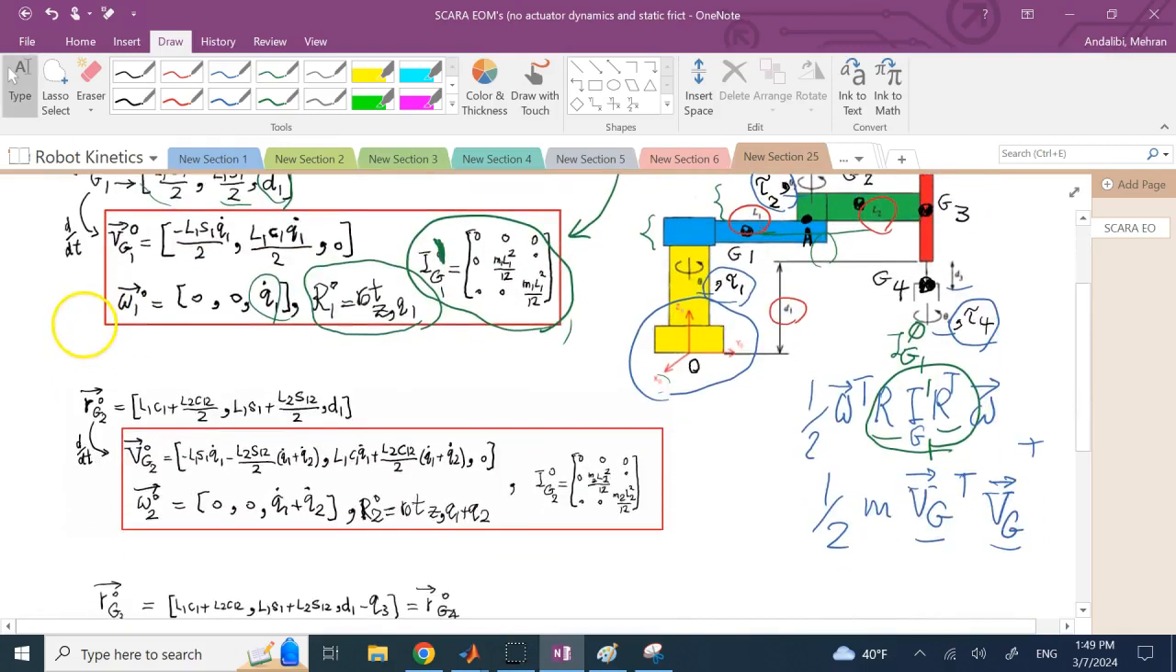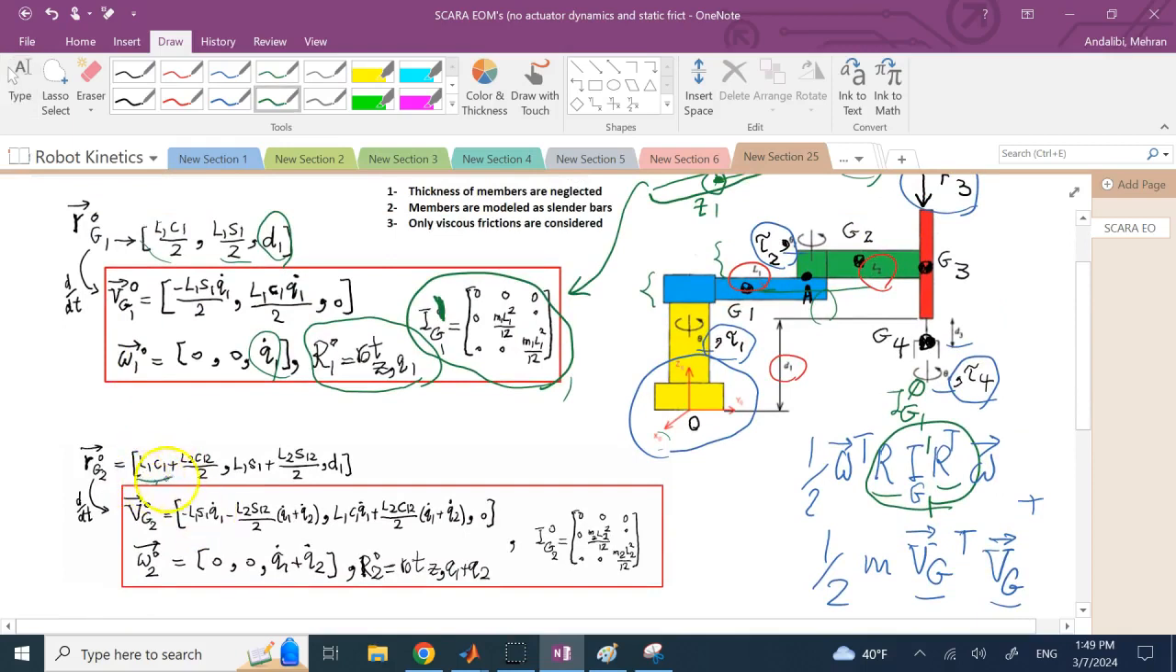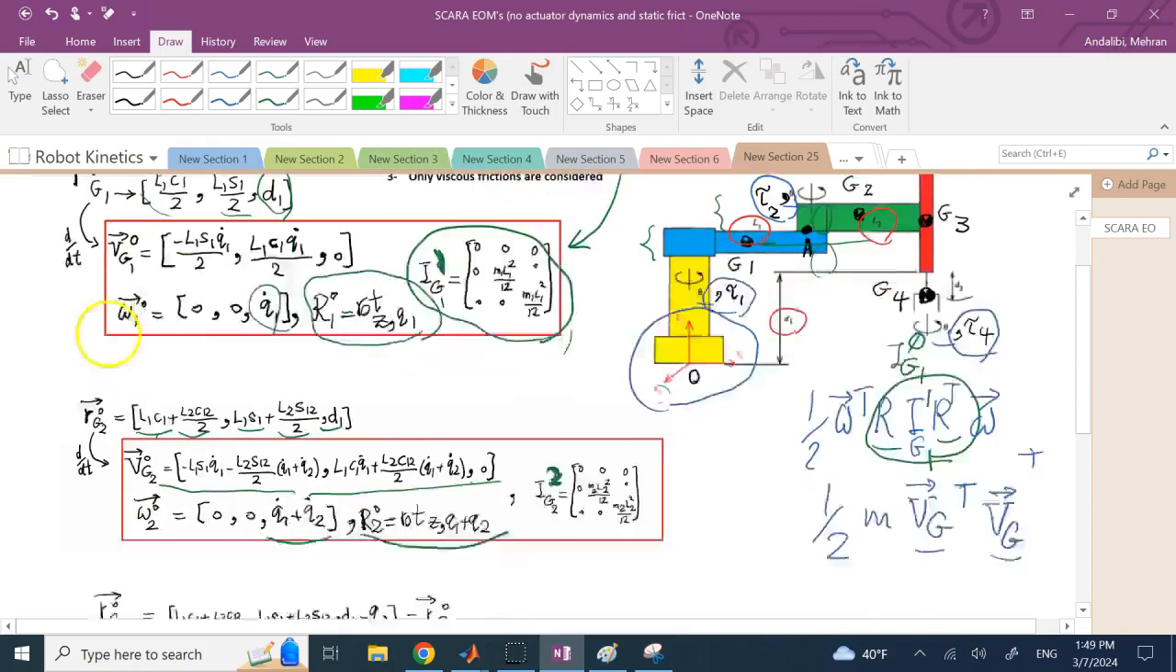Now for member 2, the coordinate of the centroid is clearly L1 C1 plus L2 over 2 C12, L1 S1 plus L2 over 2 S12, and again D1. Again here we are neglecting this small thickness. We take the time derivative again, and we get these. We have done this for 2DOF if you watched my previous videos. Again, this is IG2 with 2, not 0. The same slender bar assumption: the mass is M2, the length is L2, and omega 2 here is Q1 dot plus Q2 dot. R20 is rotation Z of Q1 plus Q2.